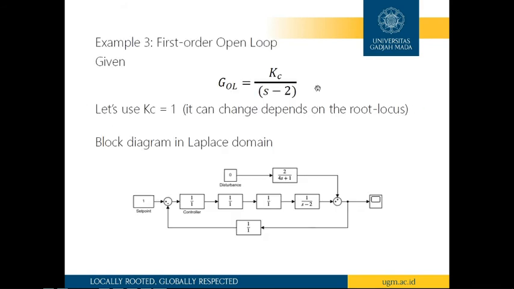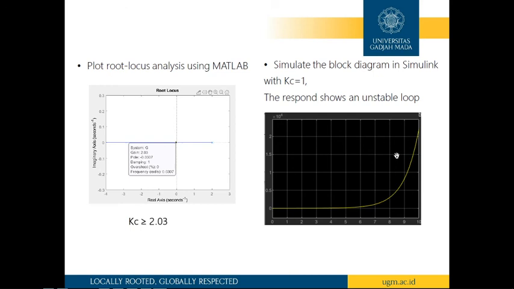Let's look at the third example, which is the first order open loop. Given that G open loop is equal to Kc over (s minus 2), and let's make Kc equal to 1, just like the other examples. We can make the Laplace domain block diagram again, and we run the root locus analysis using MATLAB again, and we got the diagram of the first order, which is just a straight line.